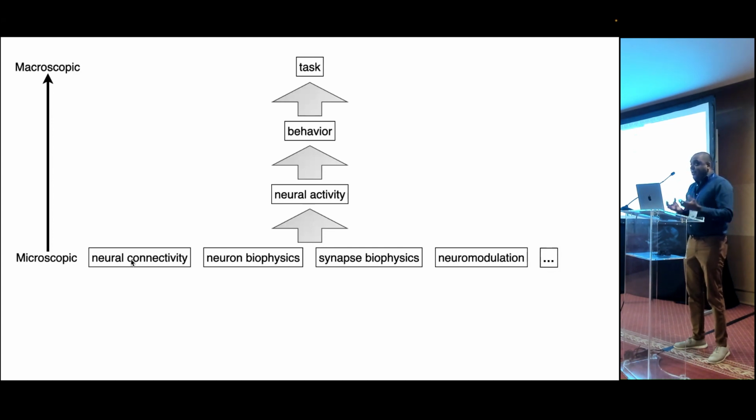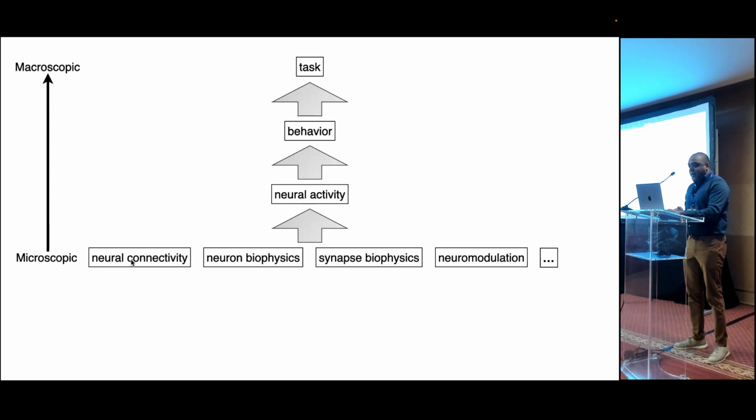Now together, these microscopic phenomena give rise to the neural activity. That's a collective phenomenon of this network of neurons. And the neural activity underlies behavior. And the behavior that an animal produces, usually you can think of as there's some goal for this animal, and the behavior serves to get the animal to that goal. So you can think of that as a task. So we have this hierarchy here.